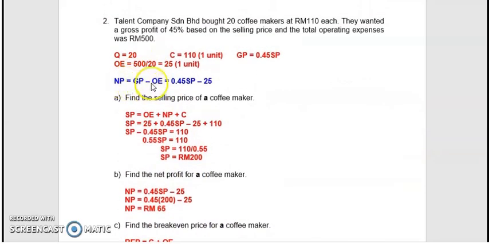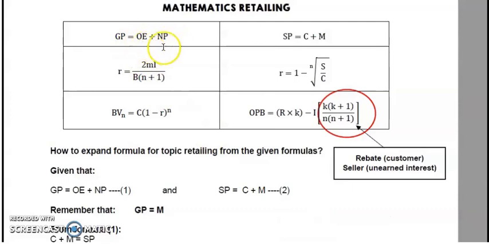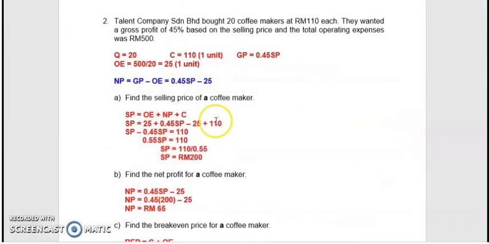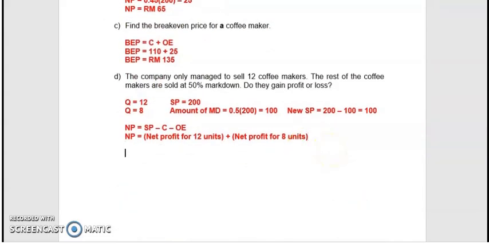for net profit. So here net profit equals 0.45 SP minus 25. So again, where do we get this formula? From this formula. You derive it from this formula. Now let's just use this formula. NP equals 0.45 SP minus 25. Now let's calculate for 12 units first.